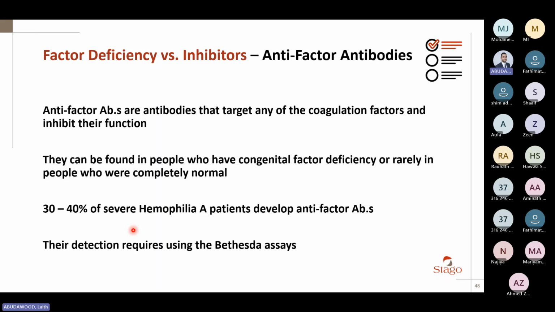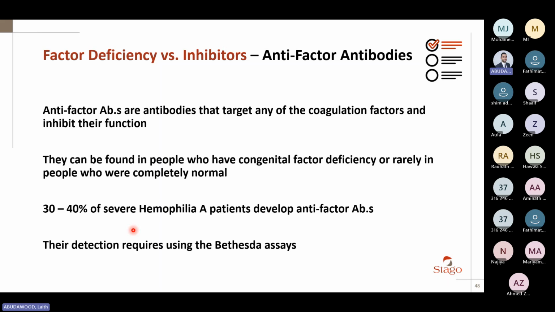Again, anti-factor antibodies are quite rare in the population. Maybe one in a few million patients will have this issue. So they are very rare. Sometimes they develop in people who are completely normal, something called acquired anti-factor antibodies. They have absolutely nothing, and all of a sudden they develop an antibody, but these are very rare cases.